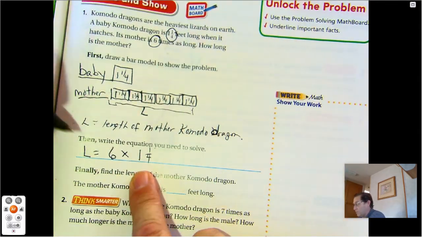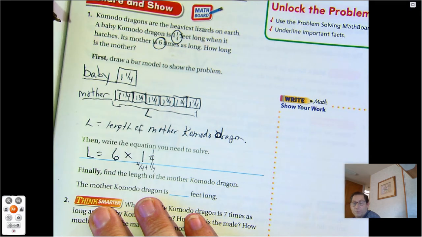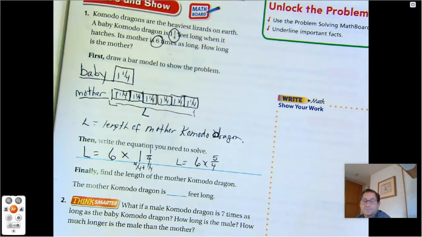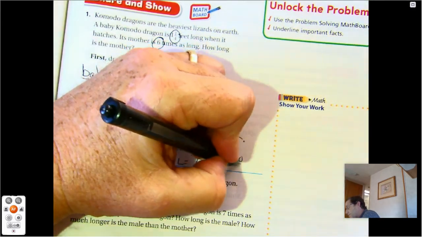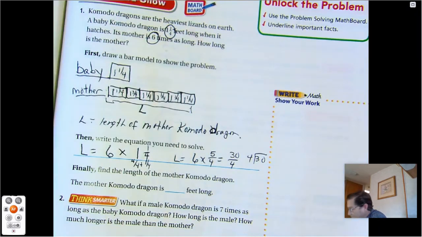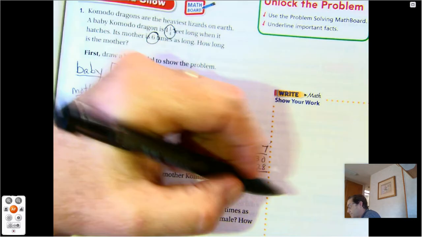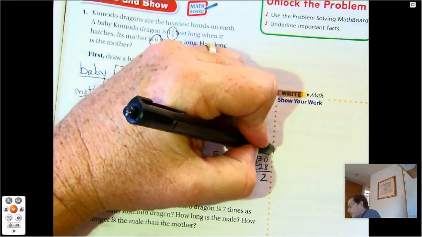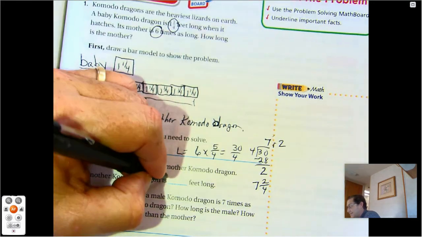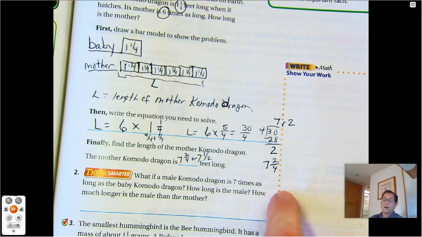Well, so we're going to change 1 1/4 to 4/4 plus 1/4. Okay, 4/4 is 1. So now we have L equals 6 times 5/4. 6 times 5 is 30. So we have 30/4. Change it back into a mixed number by dividing. 30 divided by 4. 7 times 4 is 28, leaving me 2 ones. I can't share those equally, so I have a remainder of 2. So the mother Komodo dragon is 7 2/4 feet, or 7 1/2 feet long. I see that 2 is half of 4.